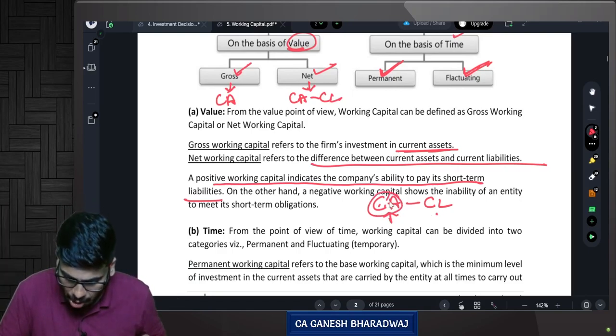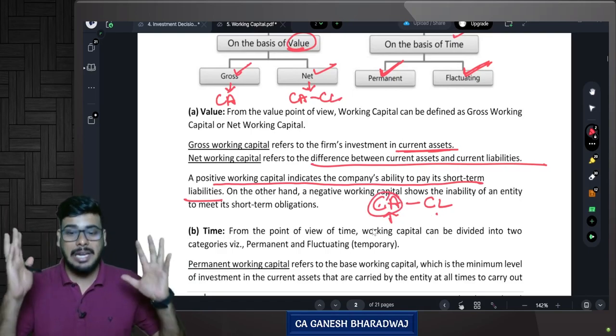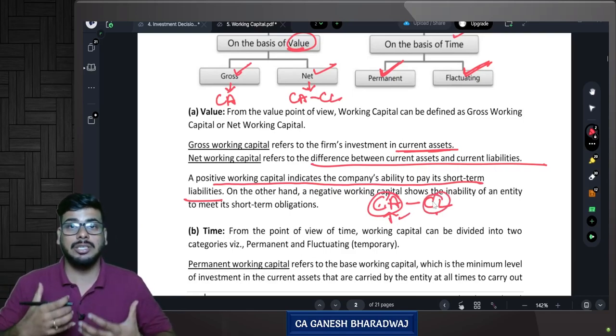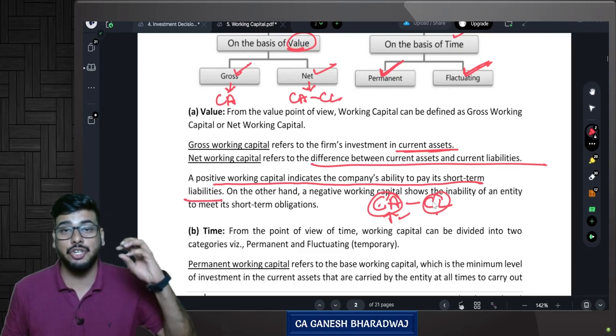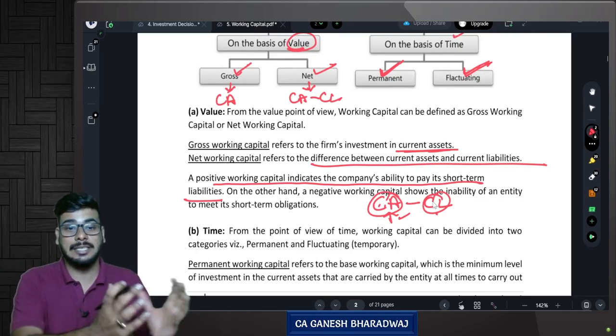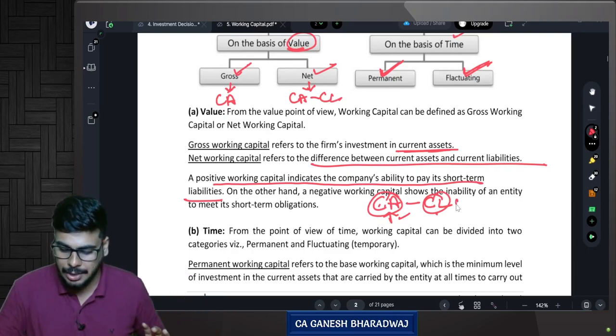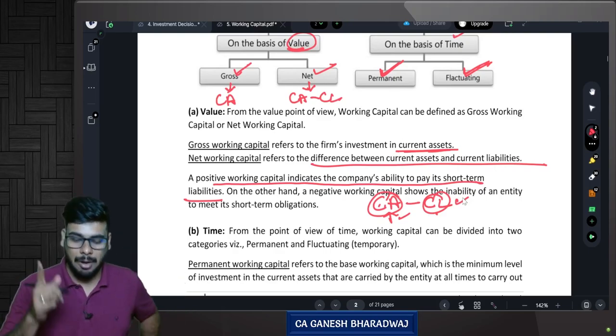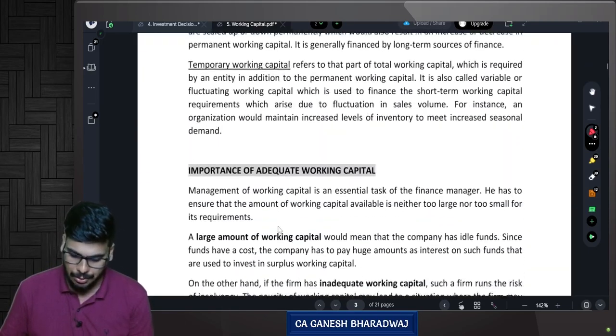Now, if I sell all my current assets, that value itself will be sufficient to pay my current liabilities, correct? So it talks about the short-term solvency of the company. Even if something goes wrong, if I sell my current assets, the amount that I'm able to generate from the current assets should be able to recover my current liabilities. So generally, it is ideal to have a positive working capital. Are you clear with this?